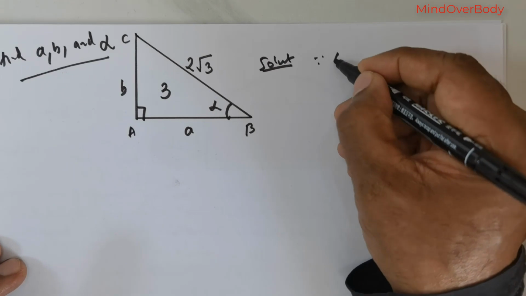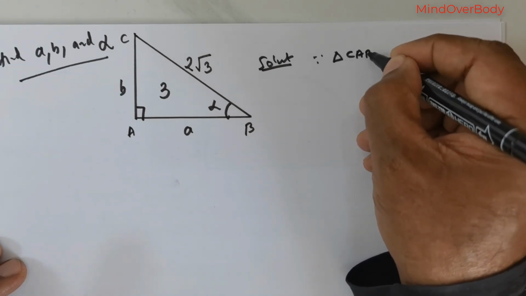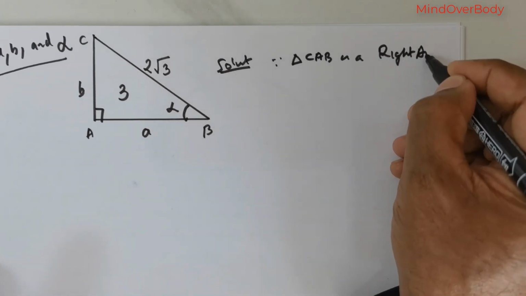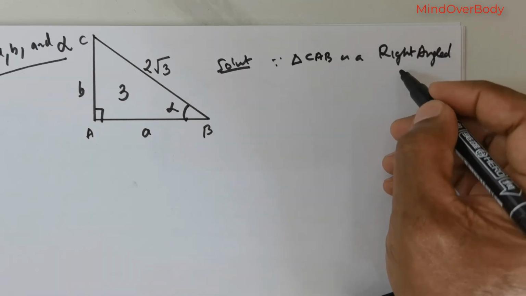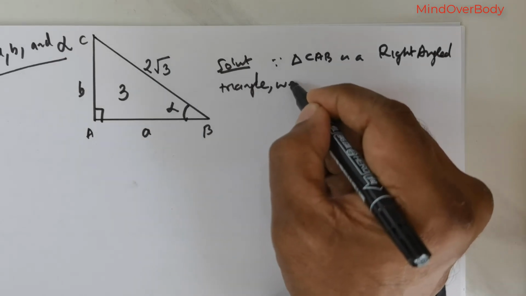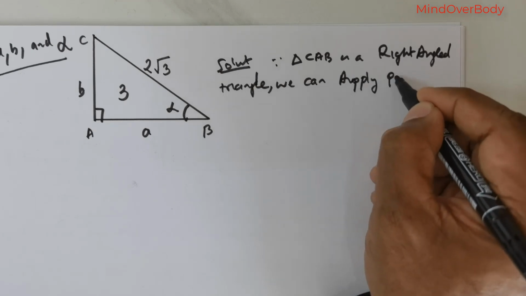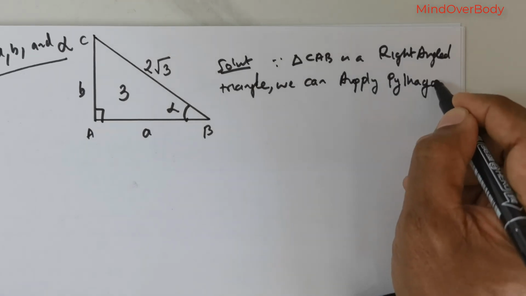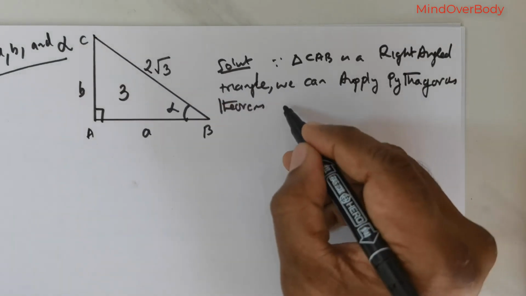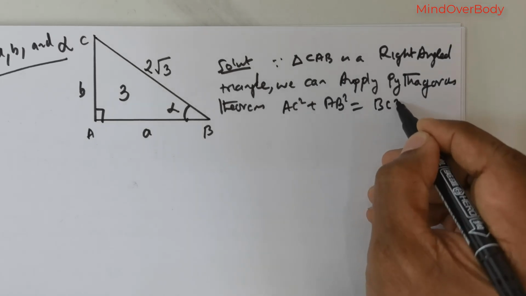Since triangle CAB is a right angled triangle, we can apply Pythagoras theorem. So that is going to be AC squared plus AB squared is equal to BC squared.